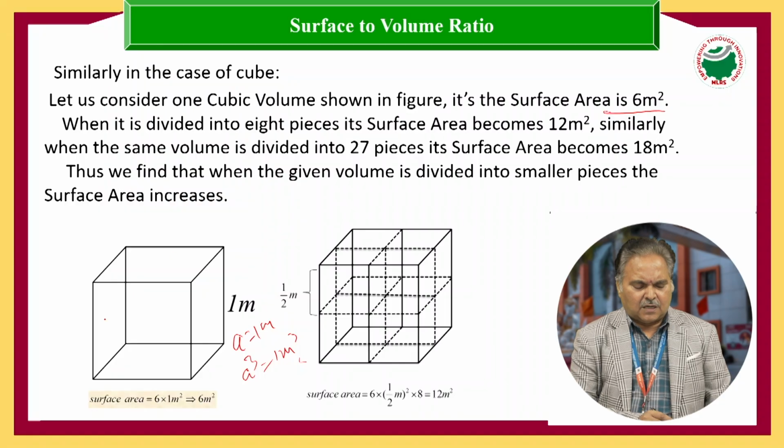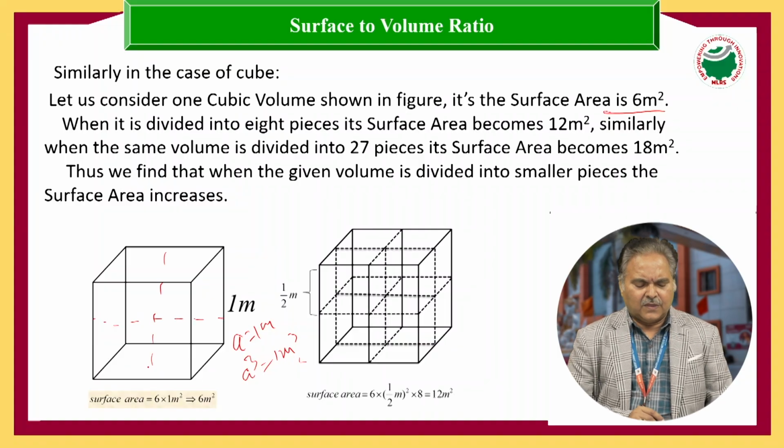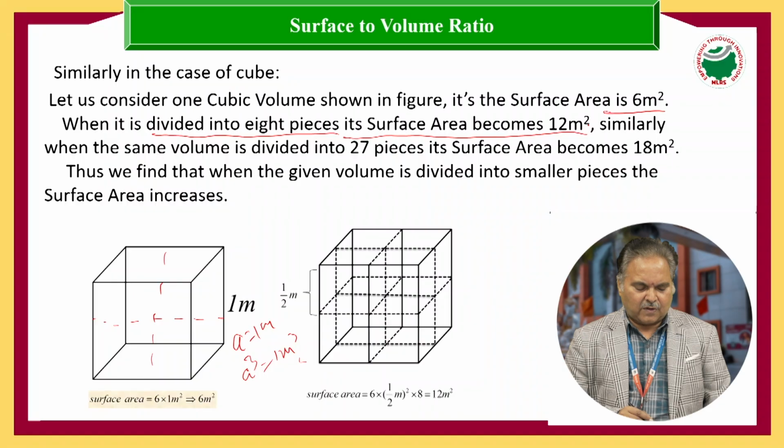So if this cube is divided into half, that means if you make this cut with the half, then what will happen? The length will be half a meter. Instead of one piece, if you cut with the half, that means 0.5 meter instead of 1 meter, then it will be divided into 8 pieces. So those 8 pieces, its surface area becomes 12 m square instead of 6 m square.